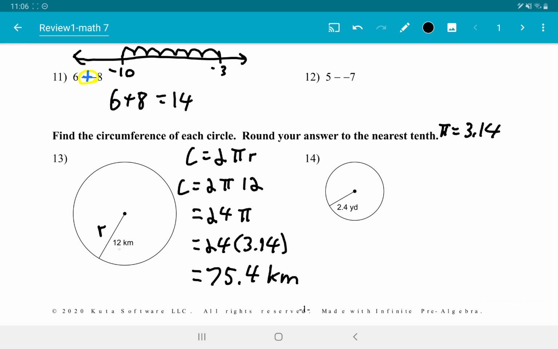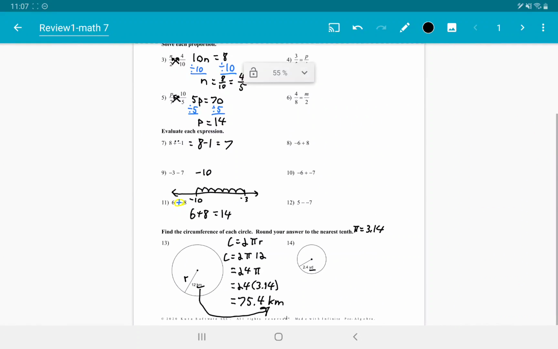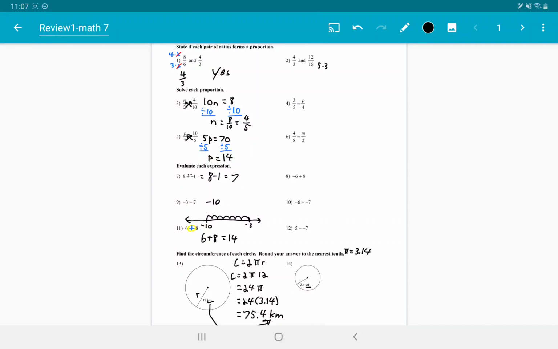And last thing, since we do have that unit of kilometers, you got to make sure you write that down. Just like for number 14, since it says yards, make sure you have yards in your answer. I'm going to zoom out. I'll give you a few seconds to copy down anything that you might have missed before I move on to the next page. Okay, I'm going to move on. If you're still copying some stuff down, go ahead and pause the video and start back up when you're ready.